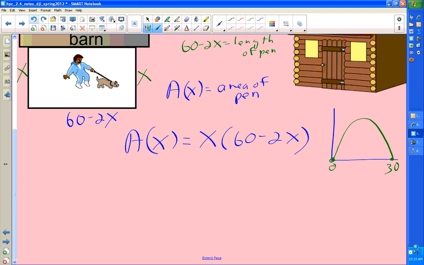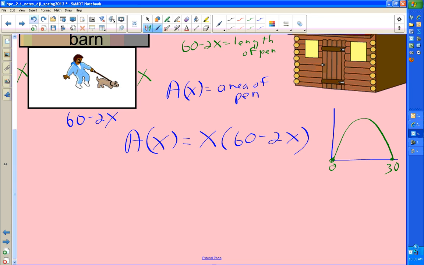If x is 1, we're going to be looking at 1 wide and 58 long. You're going to have this long, skinny pen for your dog. Your dog's going to be able to go like this and like this. Not even going to be able to turn around, not enough room if you have a big dog. Okay? And then as you increase x, we increase our area until we get to our maximum.